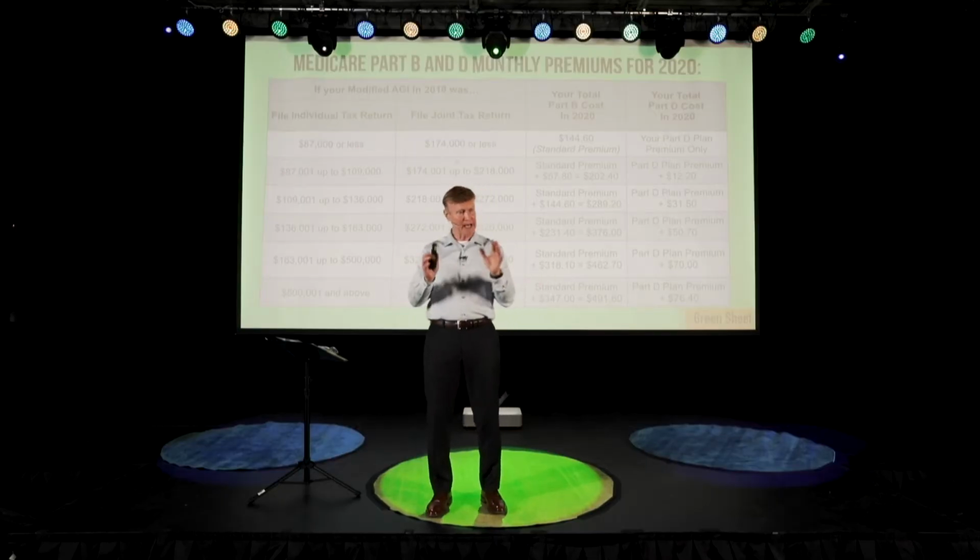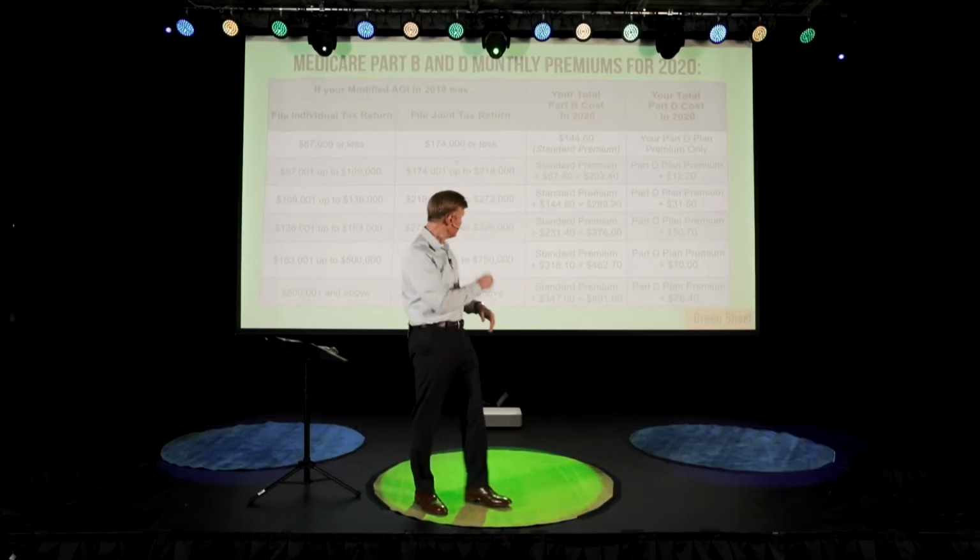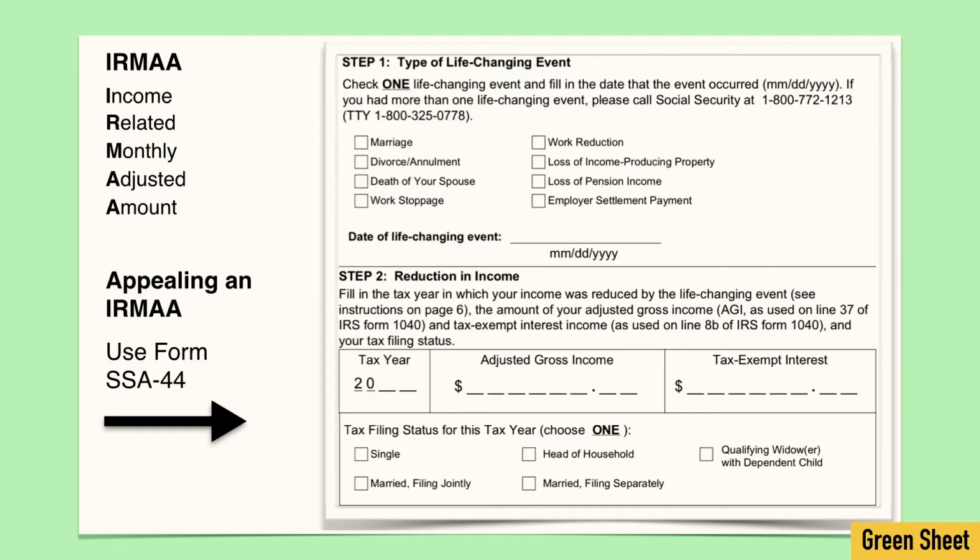And so what we have is this opportunity, if this is an issue where you have these IRMAAs, we have the ability to appeal the IRMAA. All right, now on that green sheet there, we showed you some of the details of appealing an IRMAA. You have to have what we would call a life-changing event. There's 8 of them. If you've had a life-changing event, either work stoppage or work reduction or death, divorce, you see the ones there. If you qualify for that, then you can appeal the IRMAA.